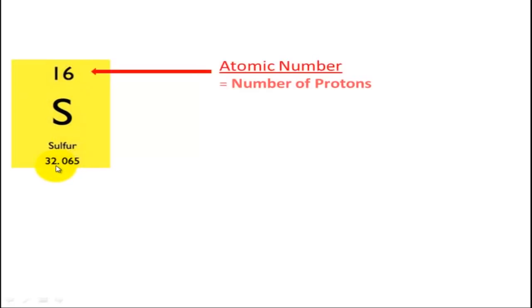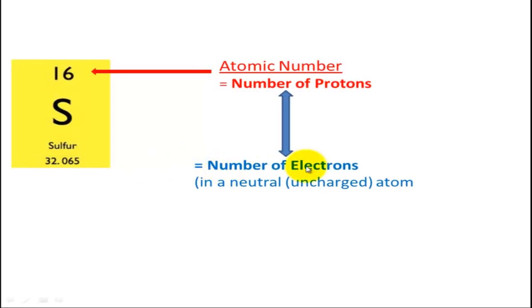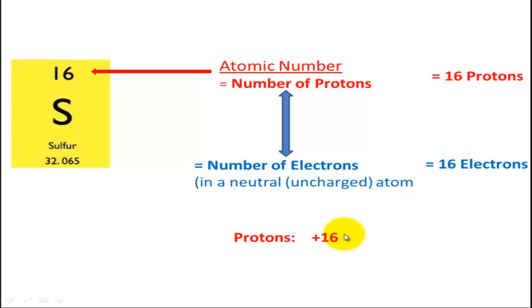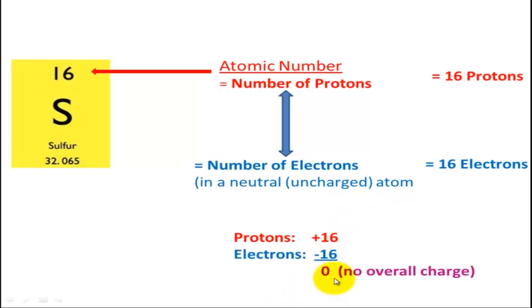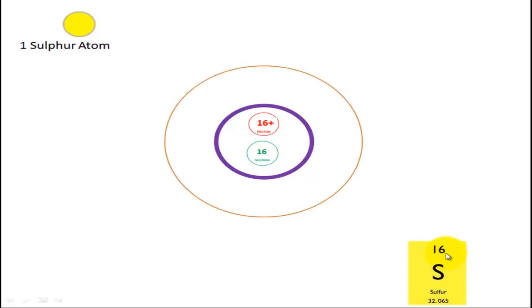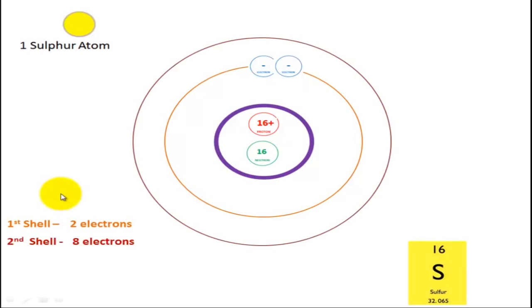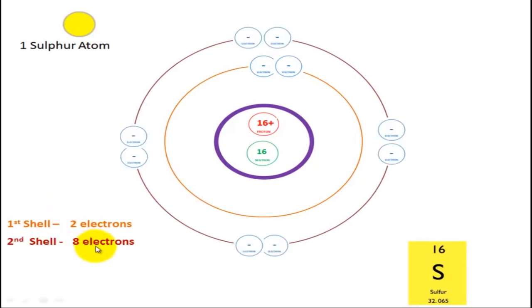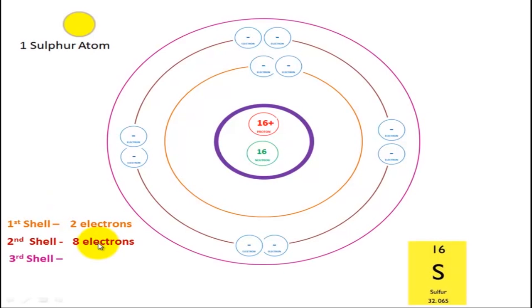16 protons, 16 electrons, so you have proton positive 16, electrons negative 16, you get 0, no overall charge in a sulfur atom. Therefore, within the nucleus, we have 16 protons and 16 neutrons. Those are the particles found within the nucleus. Now, on the energy levels, the first energy level has 2 electrons, the second shell 8 electrons. Then the third is going to have how many electrons? 2 plus 8, we remain with 6. The outermost energy level, the third shell, is going to have 6 electrons.